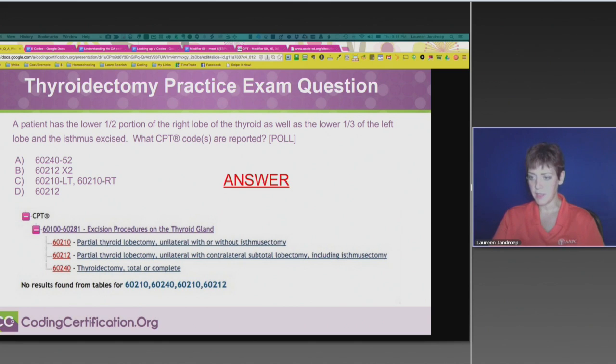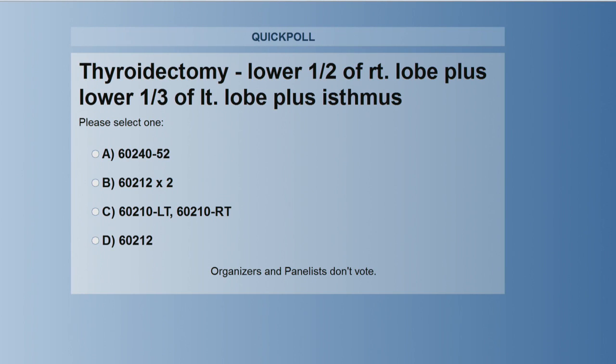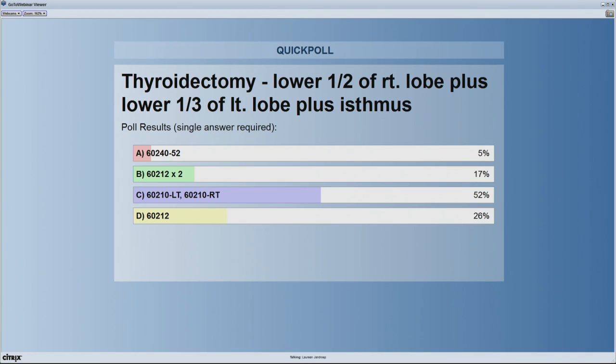And I am going to launch a poll. You can pop in your answer. All right, so 52% said it was answer C. And a few fell for A, 17% said B, and 26% said D.